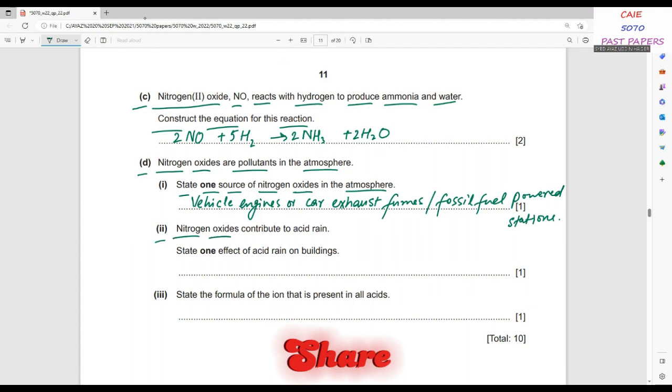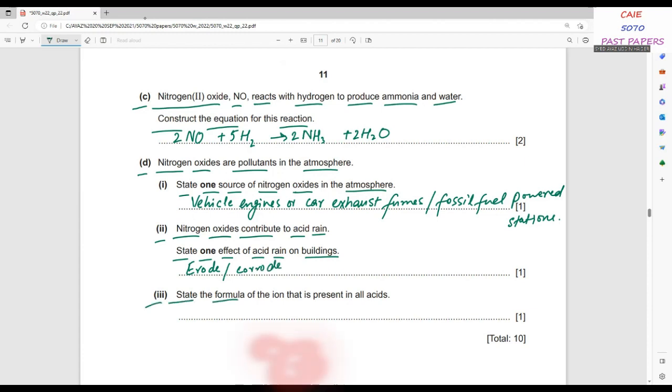Number 2, nitrogen oxides contribute to acid rain. State one effect of acid rain on buildings. You can write erode or corrode. Number 3, state the formula of the ion that is present in all acids, that is H+ ion.